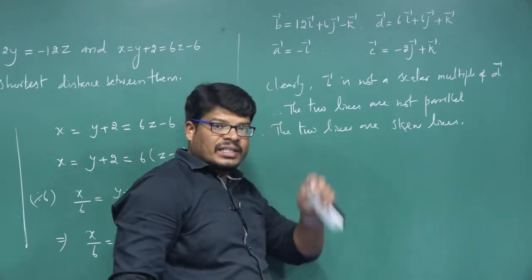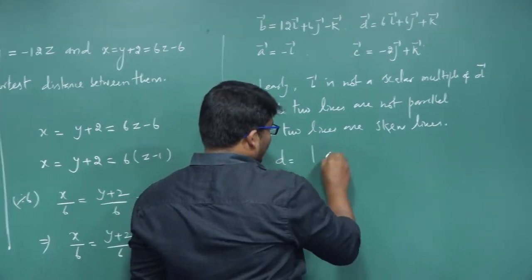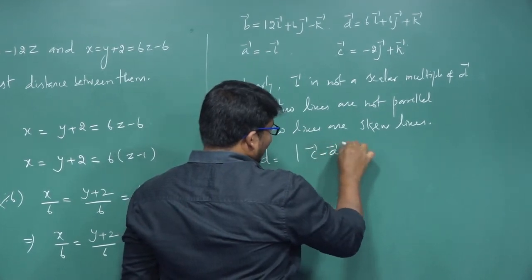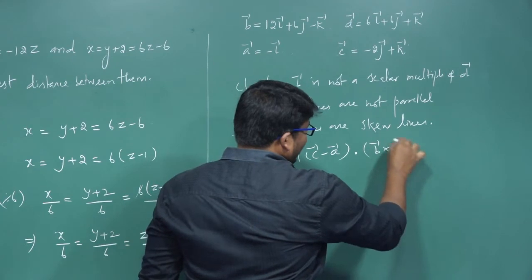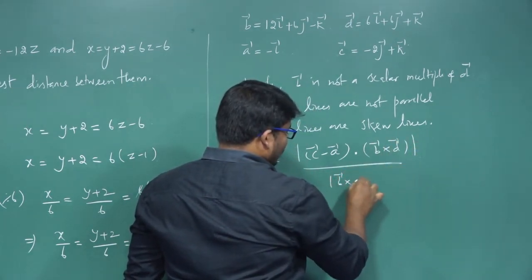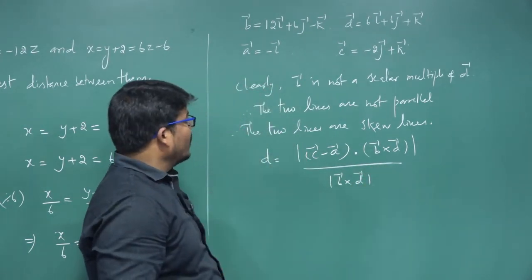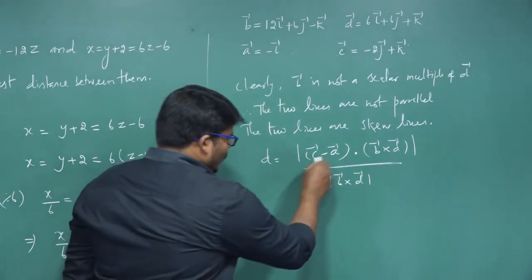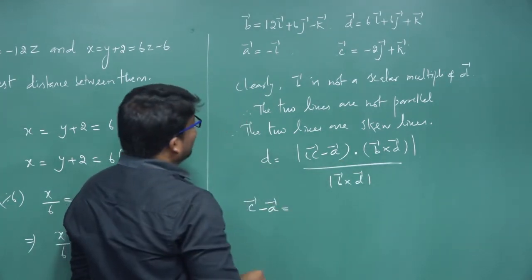Now find the shortest distance between the skew lines. The distance d equals the modulus of (C vector minus A vector) dot (B vector cross D vector), divided by the modulus of B vector cross D vector. That is the distance between the skew lines. First, find C vector minus A vector.